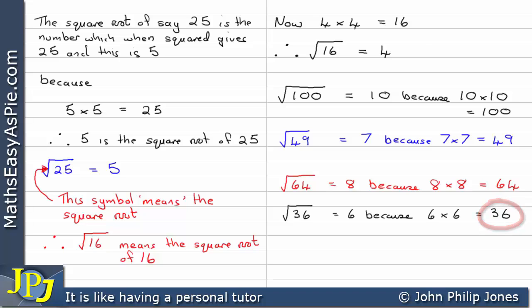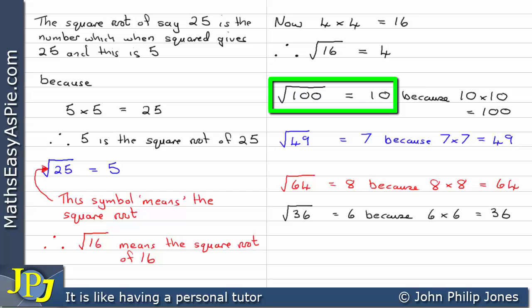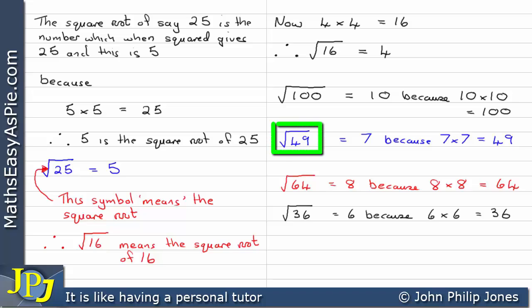If we consider all of the examples to date, we can see the square root of 25 was 5, the square root of 16 was 4, the square root of 100 was 10. In other words, the results we got from taking the square roots were whole numbers, i.e. numbers without fractional bits, and integers. If we take the square root of 49, we can see it's 7, another integer, another whole number. The square root of 64, 8. The square root of 36, 6.